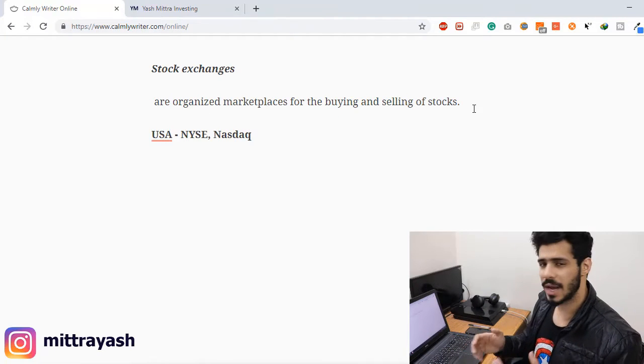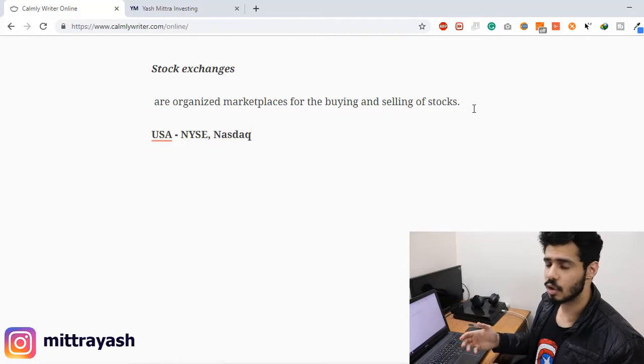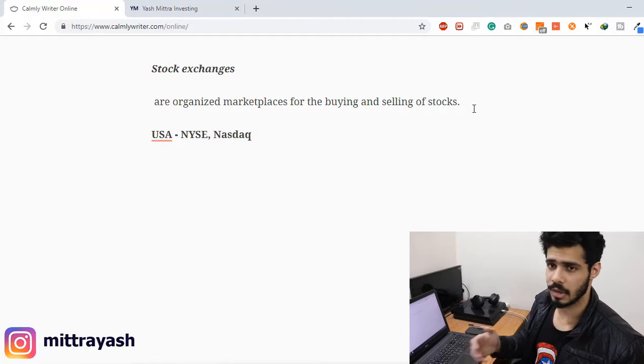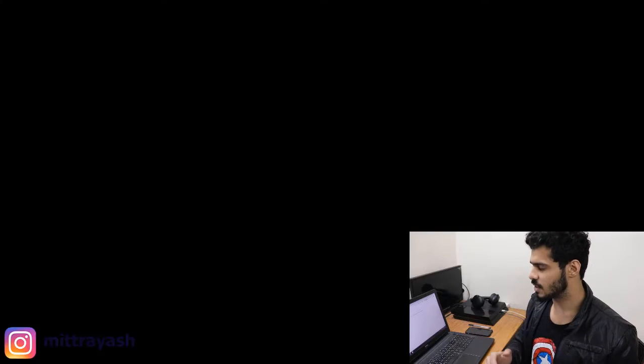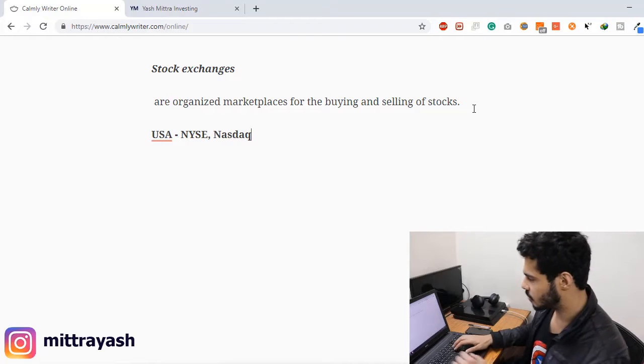Mostly NYSE has all of these stocks apart from the technological stocks, which NASDAQ usually has, right? So NASDAQ has all those technological stocks, tech companies like Google and Facebook and MongoDB and all these things. So why stock exchanges? Why do we need stock exchanges? Actually, let me write down another country.